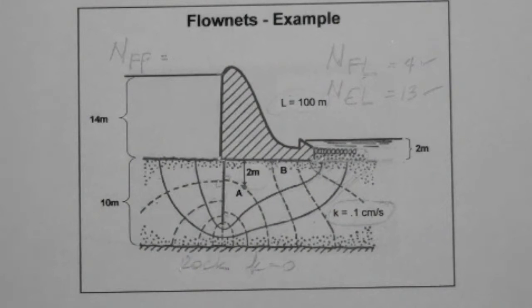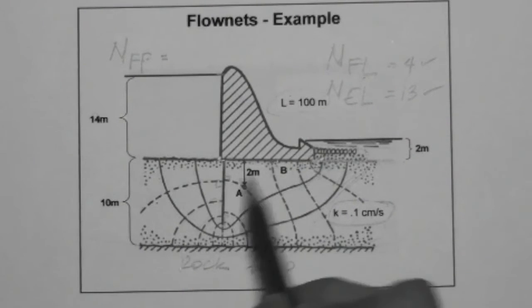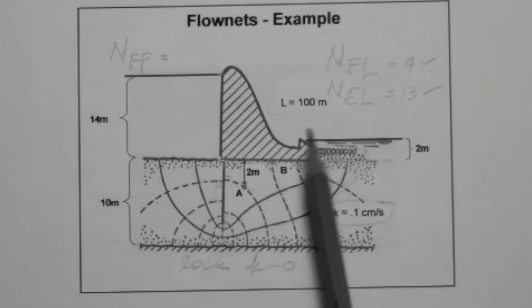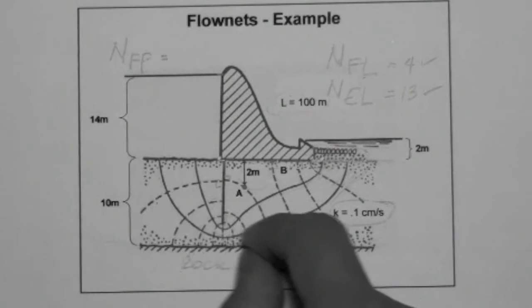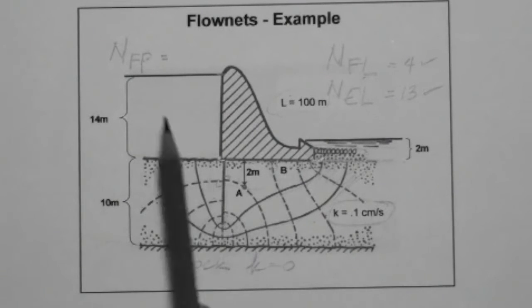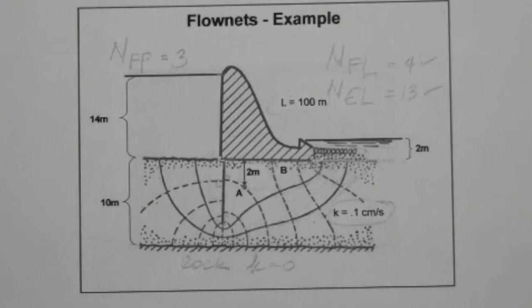Remember, a flow path is a channel between 2 flow lines. We have 4 flow lines: 1, 2, 3, and 4. So how many paths do we have? Well, there is a path between this flow line and this one. That's this path here that constricts and then opens up. There's another one in here between this one and this one, right? And then there's another one between the one that goes along the structure and this first drawn one. That is a flow path. You can think of the number of flow paths as the number of flow lines minus 1. So we have 3.